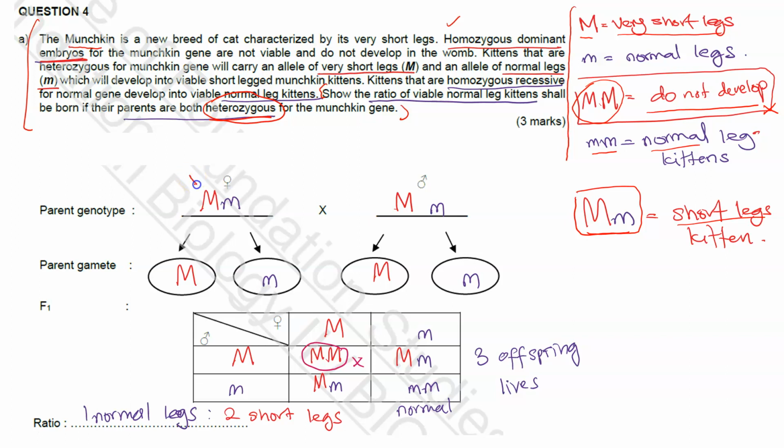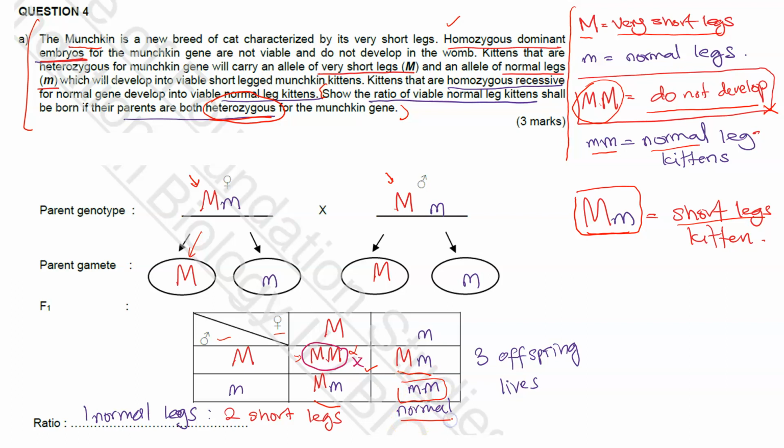Okay, so heterozygous, capital M small m for the female parent, capital M small m for the male parent, and then you separate the alleles into separate gametes. Then just fill up the Punnett square lah, and combine the fertilization between eggs and sperm. So you will get capital M capital M, homozygous dominant, which will not be able to survive. And then you have two heterozygous, so it means that 2 kittens will have short legs and 1 kitten will have normal legs.